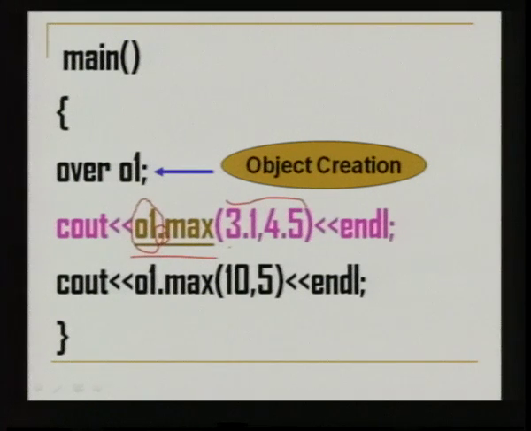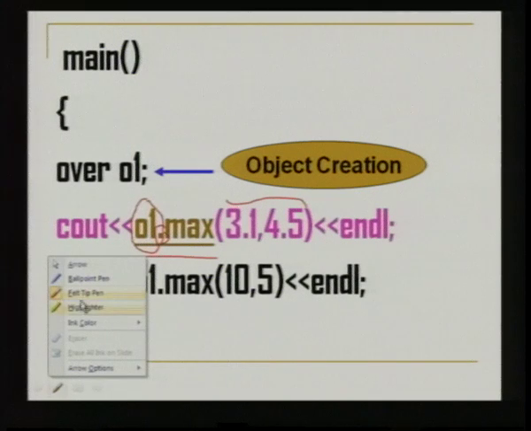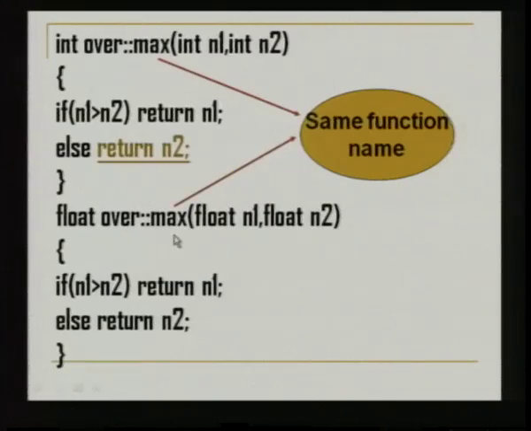Here you have two arguments, 3.1 and 4.5. We all know that when there is a decimal value, it is a float value in C++. So, immediately the control will go to the max function which is carrying the float values. Let us see which is the max function carrying the float values. This max function is carrying the float values.